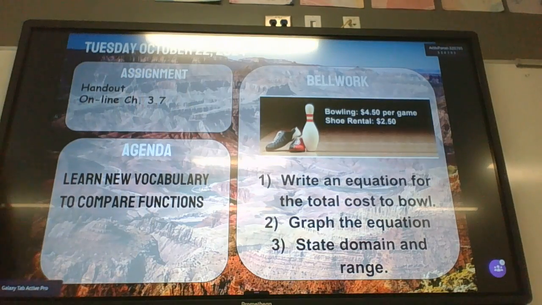All right. So this is a real world application problem, but it's still working with slope intercept form. This is a really common type of word problem for slope intercept form. It says write the equation for the total cost of bowling. Graph the equation, state domain and range. So I want to remind you that the number in the M spot is called slope. A lot of times it's also referred to as a rate of change.